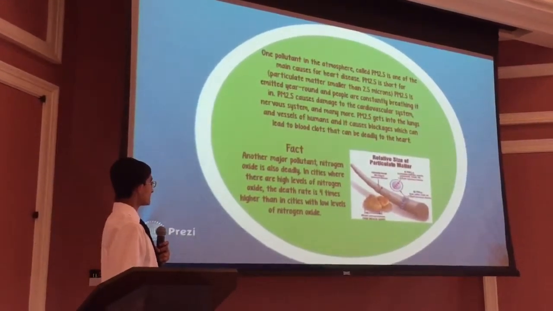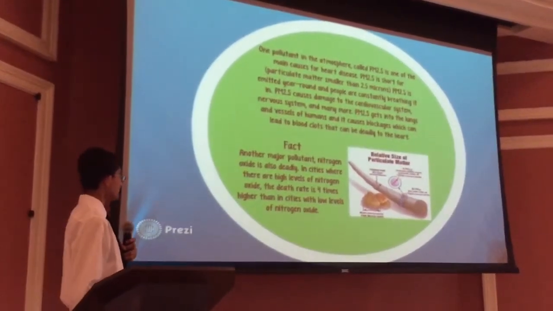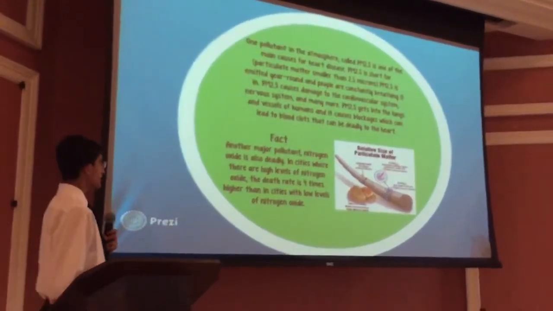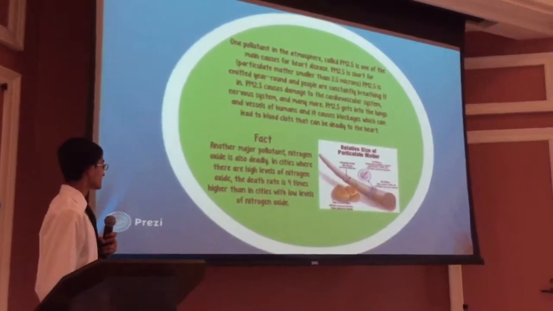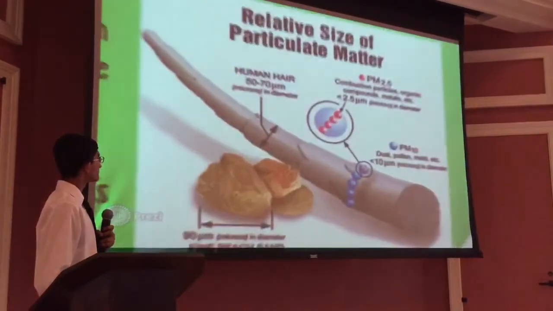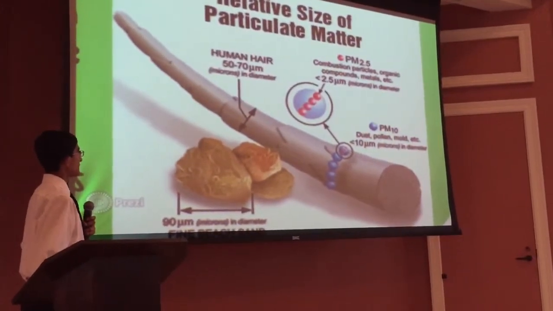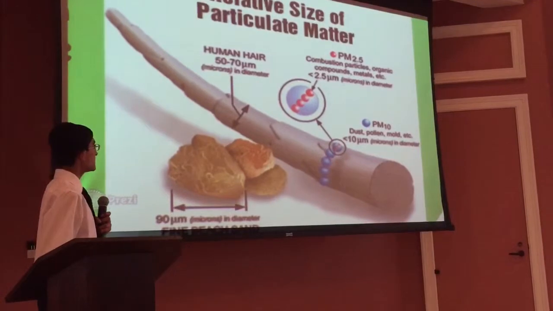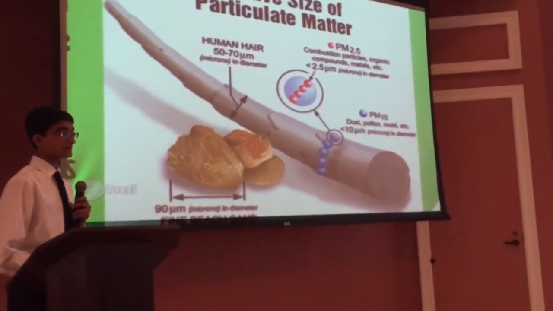Another pollutant that is harmful to the human body is nitrogen oxide. In cities where there are high levels of nitrogen oxide, the death rate is 4 times higher than in cities with low levels of nitrogen oxide. And this is how small PM 2.5 is. The human hair is 50 to 70 microns in diameter. Now, PM 2.5 is only 2.5 microns in diameter.